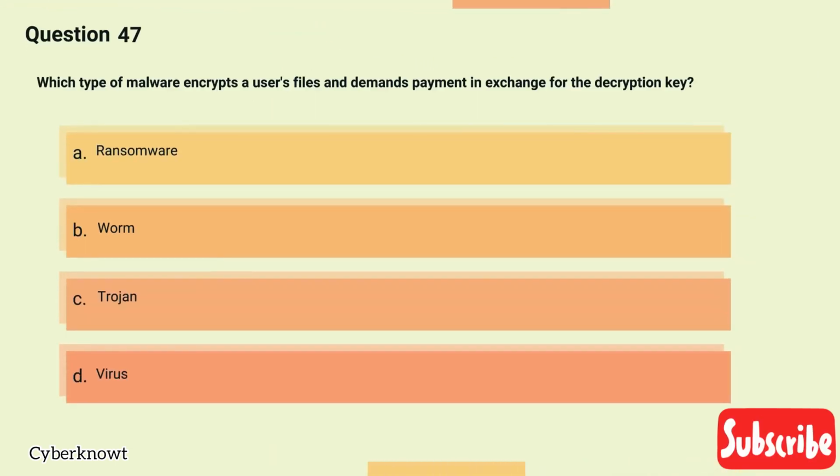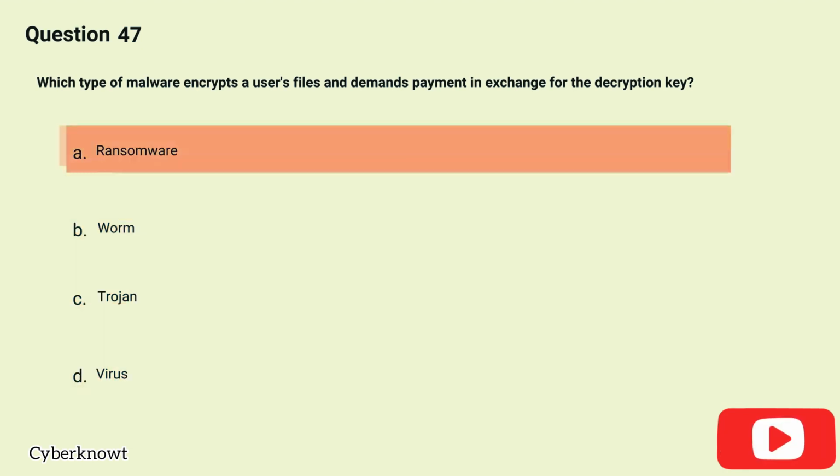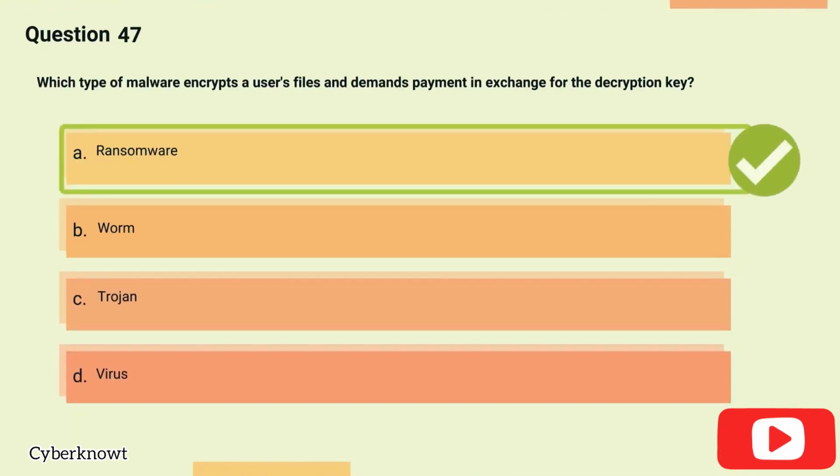Question 47. Which type of malware encrypts a user's files and demands payment in exchange for the decryption key? Option A. Ransomware. Option B. Worm. Option C. Trojan. Option D. Virus. The correct answer is option A.